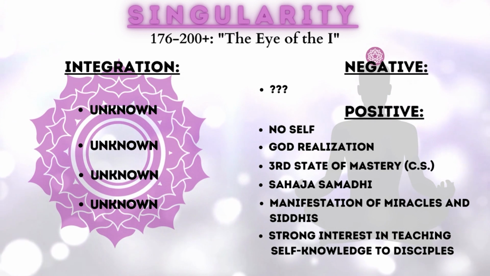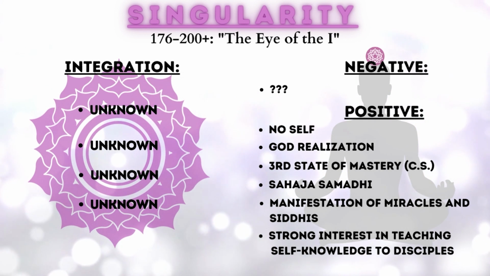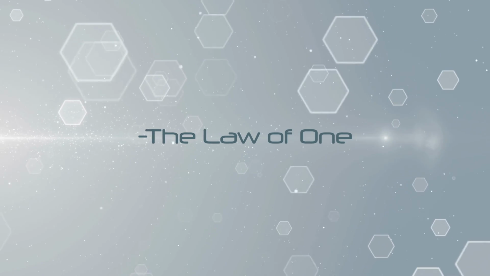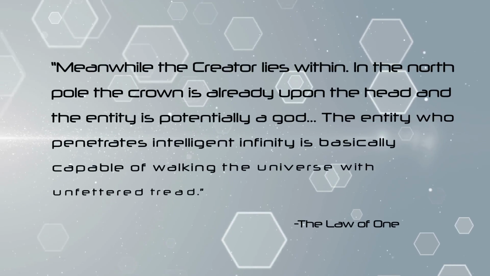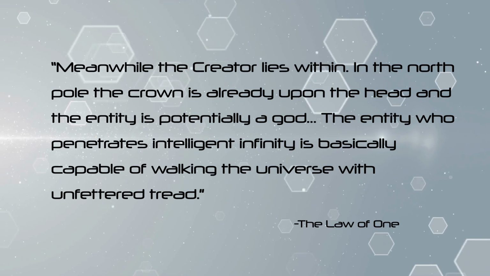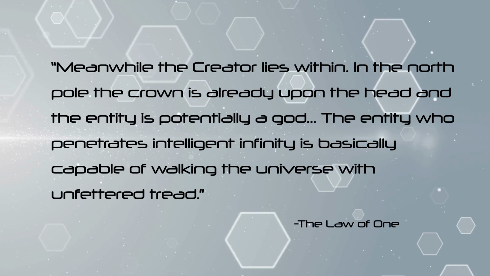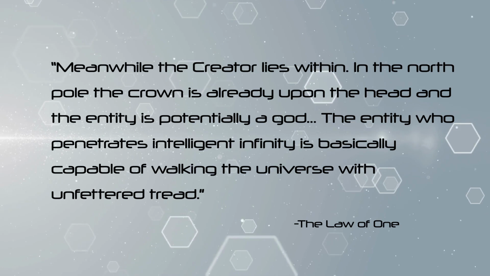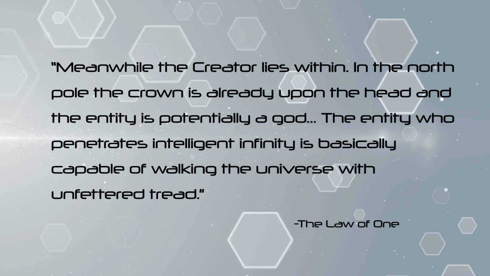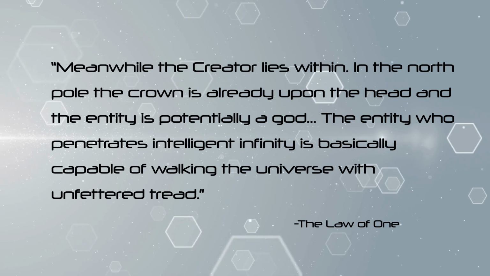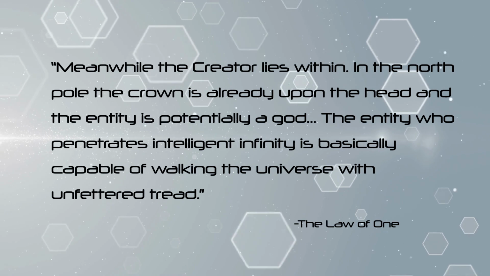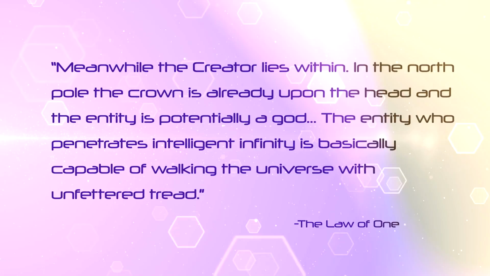In the Law of One, Ra calls this state opening the gateway to intelligent infinity, and describes this achievement in sessions 48 and 49. "Meanwhile, the Creator lies within. In the North Pole, the crown is already upon the head, and the entity is potentially a god. The entity who penetrates intelligent infinity is basically capable of walking the universe with unfettered tread."